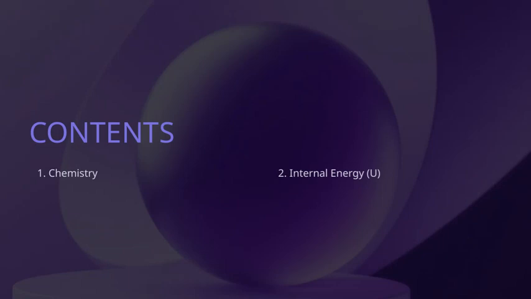Now, let's move on to the second slide, which focuses on internal energy, denoted as U in the context of chemistry. Internal energy is a fundamental concept because it encompasses all the energy contained within a system. This includes the kinetic energy of molecules moving around and the potential energy stored in chemical bonds. Essentially, it's the sum of all microscopic energies that make up the total energy of the system.